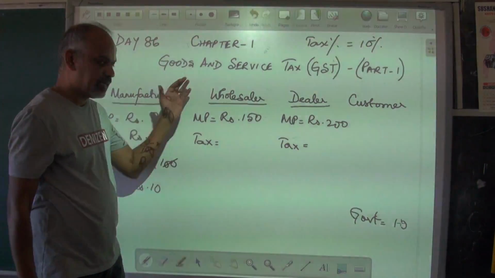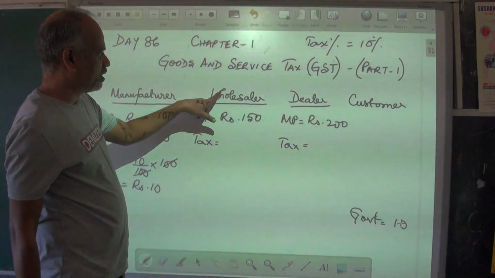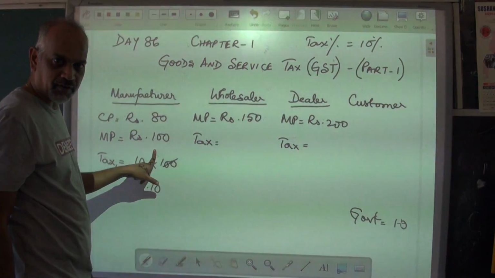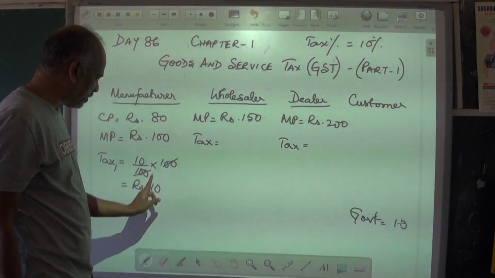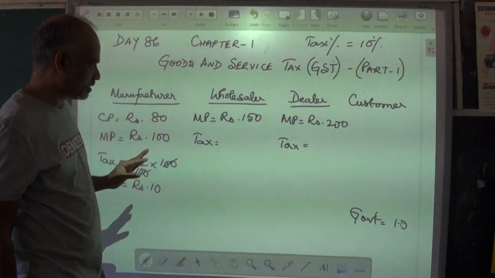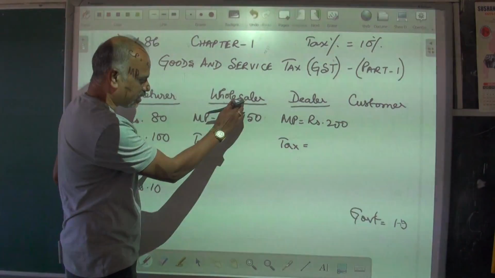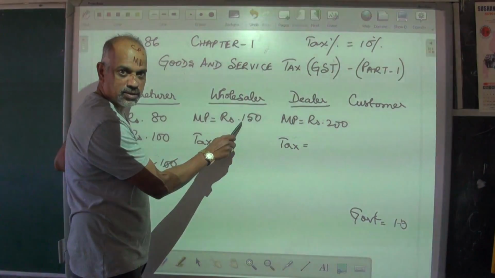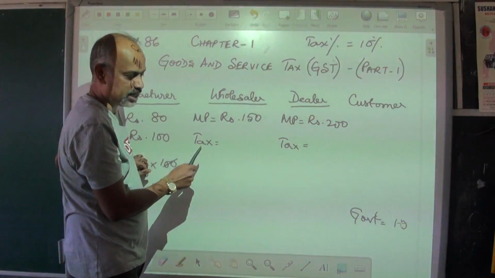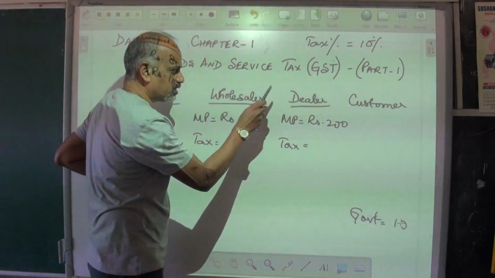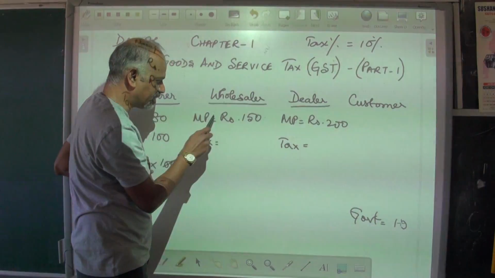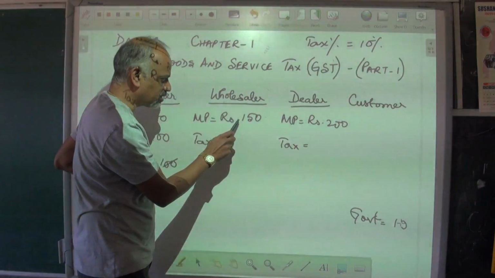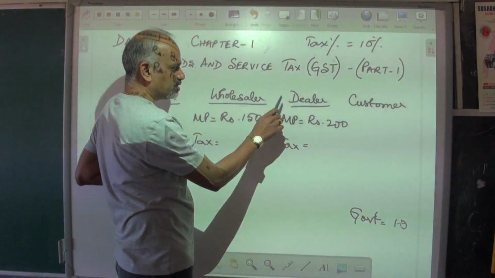Okay. Next stage. The wholesaler has already bought it from the manufacturer for 100 rupees and he paid 10 rupees as tax. Now the wholesaler increased the price. It was originally 100. He's increased the price to 150 rupees. Okay. So he is going to sell it to the dealer for 150 rupees. That is his mark price. Mark price is 150 rupees. He's going to sell it to the dealer.